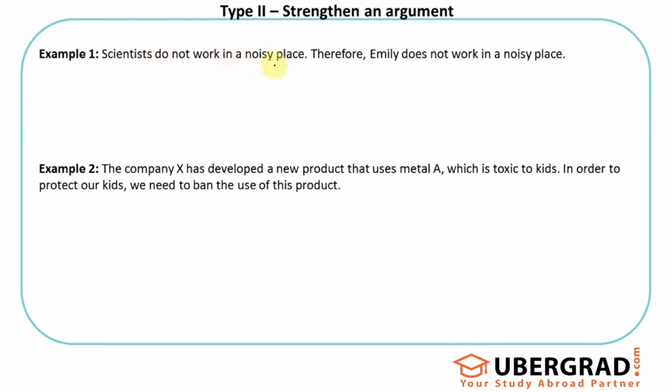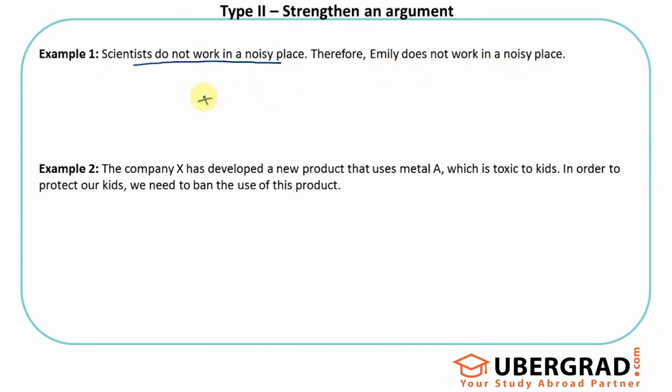Scientists do not work in a noisy place. I'm not giving you any options here. I'm taking the same examples to show you how the same piece of information could be used for framing different questions. Scientists do not work in a noisy place. Therefore, Emily does not work in a noisy place. What is the argument the author is making here? Scientists do not work in a noisy place, and that's the key argument. Then he is assuming, maybe, that Emily is a scientist. So he is coming to a conclusion that Emily does not work in a noisy place.